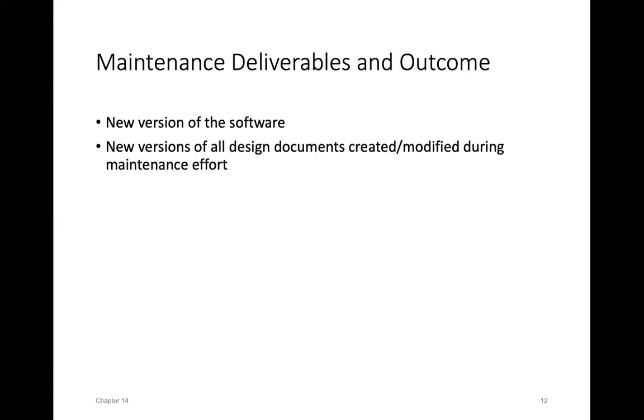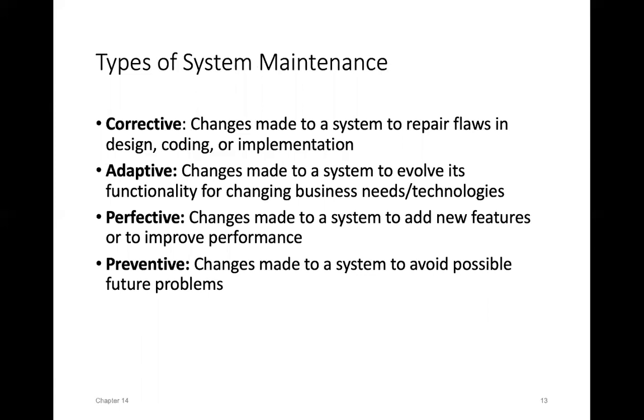There are different types of maintenance, all right? So if we're making changes to a system, we've got to think of what are the types of changes that we might want to make to our system. So there are 4 of them. Let's look at them. So we have corrective, adaptive, perfective, and preventive. Okay. Corrective, changes made to a system to repair flaws in design, coding, or implementation. So we're making some changes to correct problems that we've introduced as part of our design.